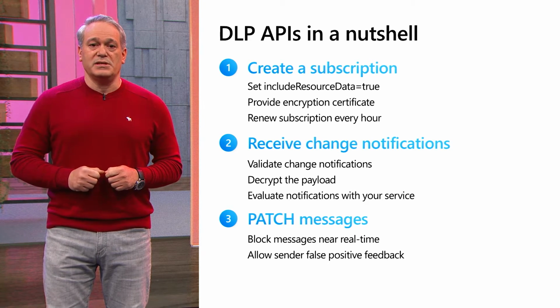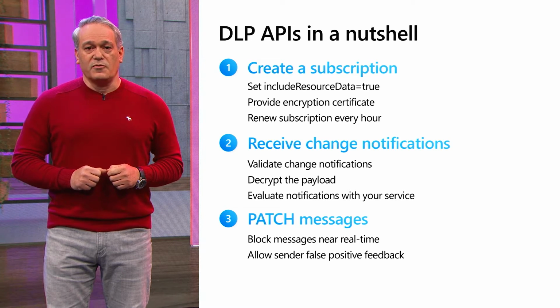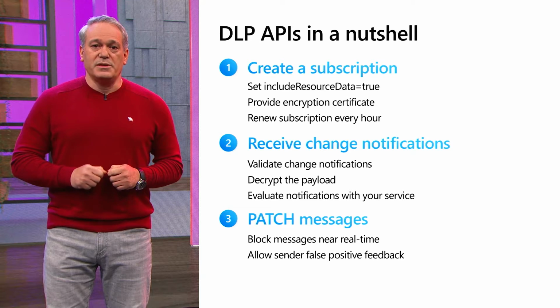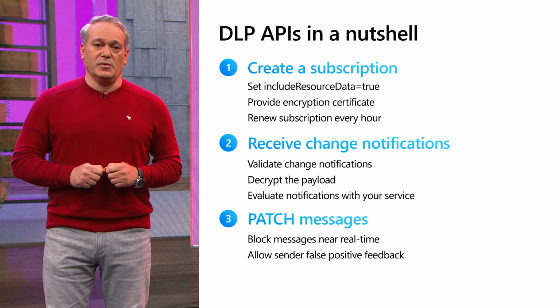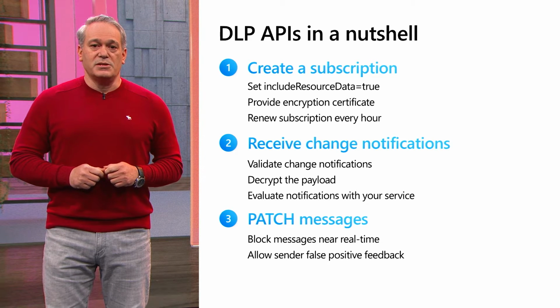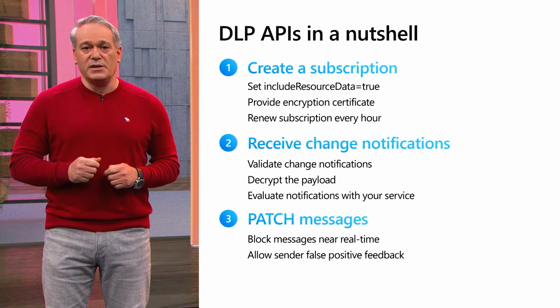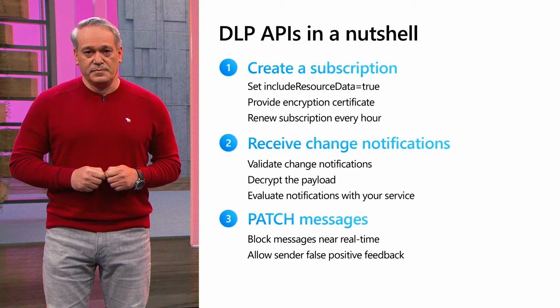Now that your service is listening to encrypt messages, you would need to validate the messages coming from the Microsoft Graph Publisher Service and decrypt the message so you can process the data in your application. Step 3: if your service determines that the message needs to be blocked, the Patch Message API can be used to remove messages from the recipient view and notify the sender about the violation.